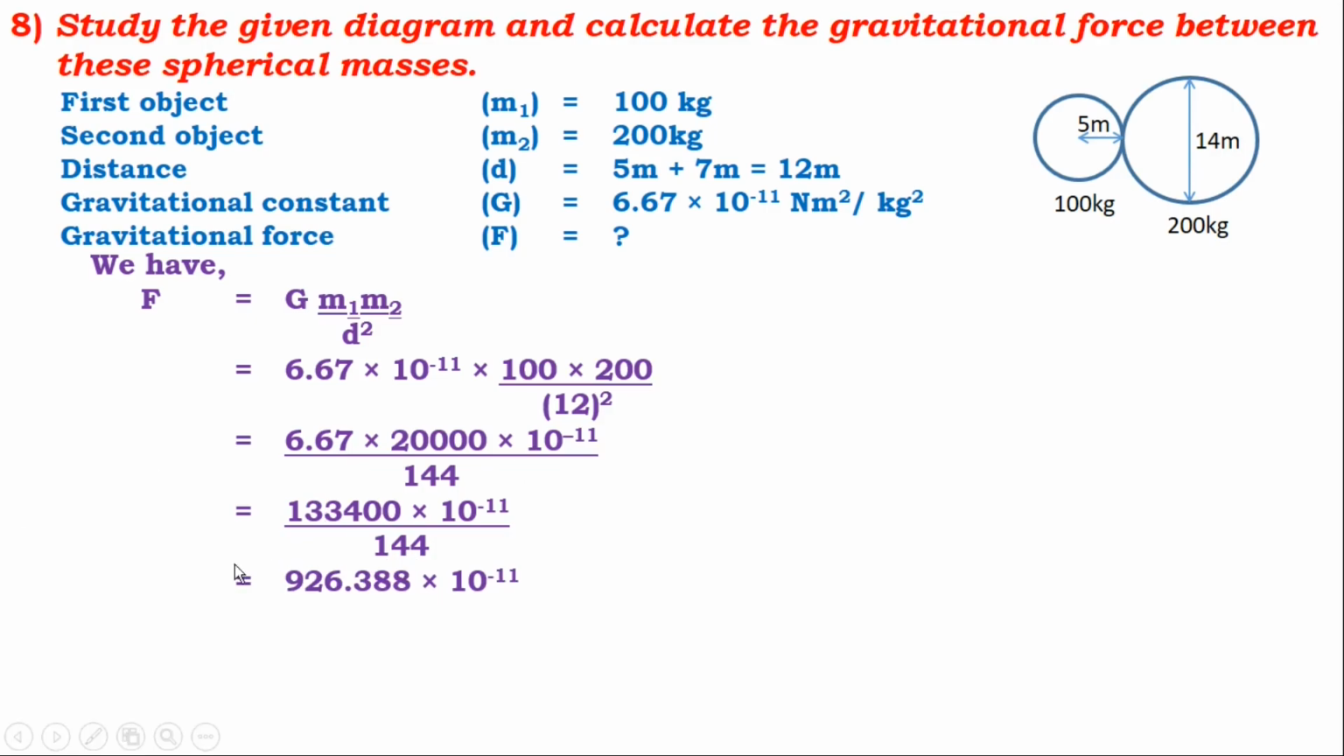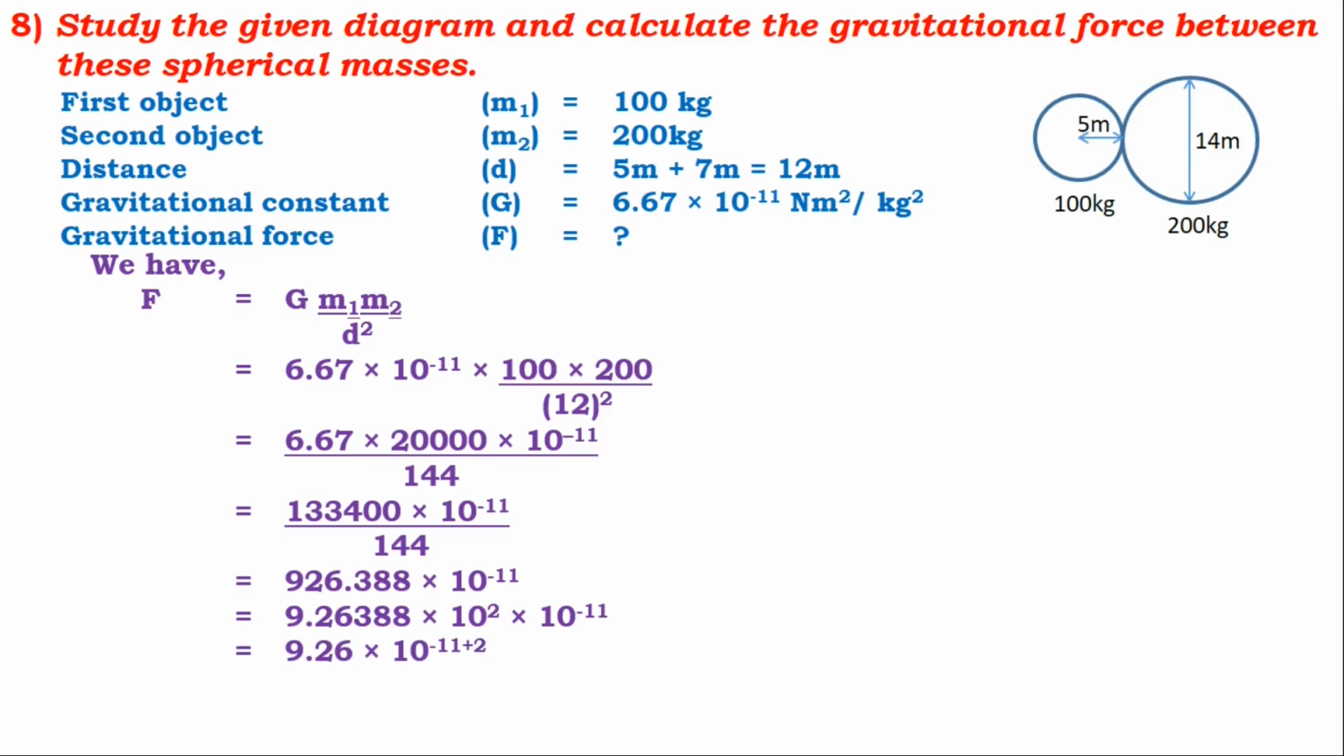Now we have to change the position of the decimal. Normally we put the decimal point after one digit. It means it has to be shifted from this position to this position, I mean to say after one digit. So the decimal point is shifted 2 digits to the left, so the number should be multiplied by 100, and 100 means 10 square. So I am writing 9.26388 into 10 square into 10 to the power minus 11.